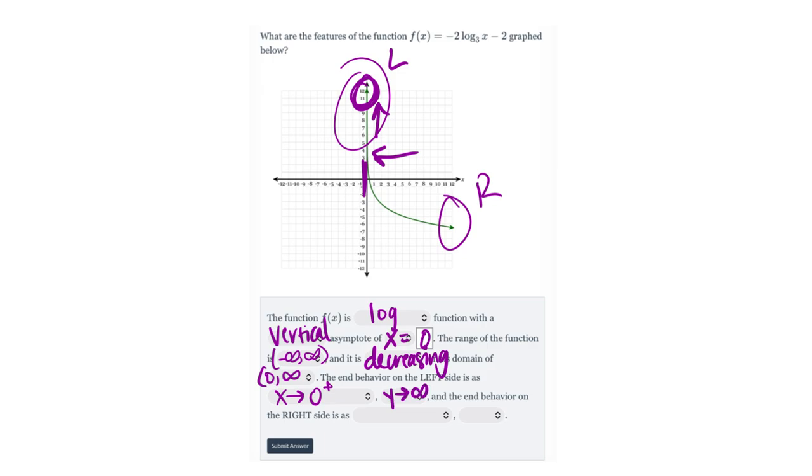The end behavior on the right side, x is getting bigger and bigger and bigger and bigger, so x is approaching positive infinity. The y value is getting lower and lower, so y is approaching negative infinity.